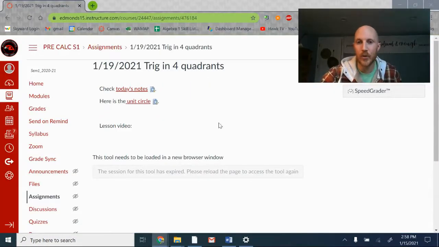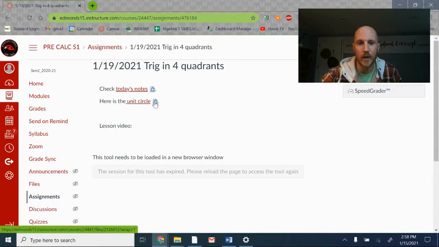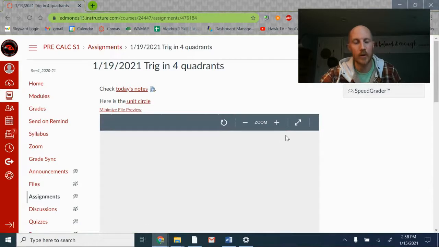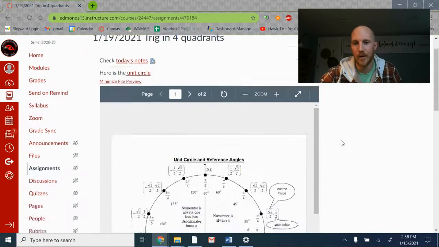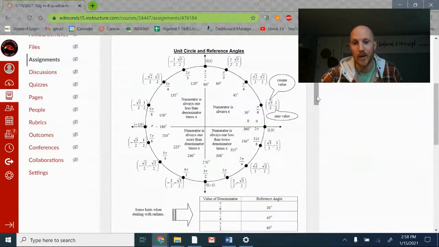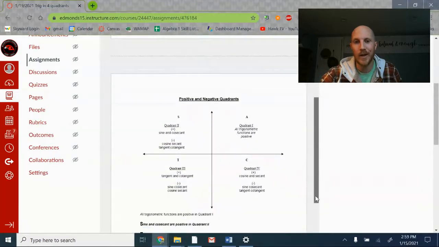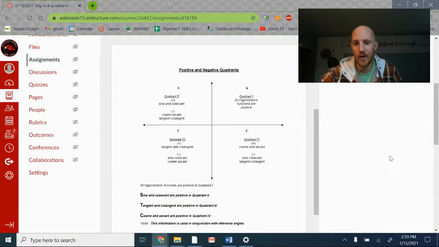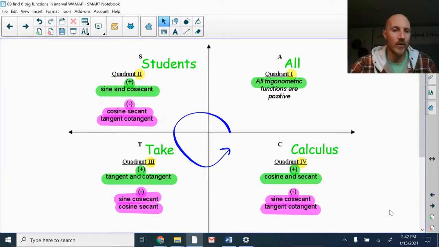So check the notes in our Canvas page where you find the unit circle right here. You open this unit circle. It's the same unit circle you've seen and grown to love in the past. Scroll down to page 2, and there is what I'm about to explain to you so you can follow along at home. So, all students take calculus.